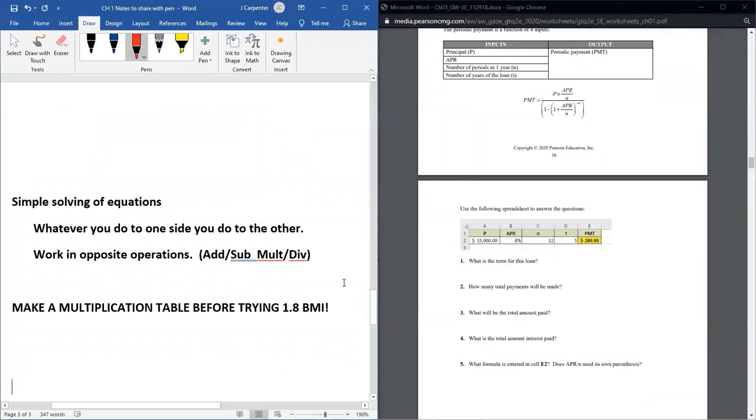Simple solving of equations. This is just basic algebra reminders that we should all be capable of. Again, this is prereq material. Practice if you're rusty with your algebra. With solving equations, the main idea is whatever you do to one side, you do to the other. And you always work in opposite operations, where addition and subtraction are opposite operations, and then multiplication and division are opposite operations.